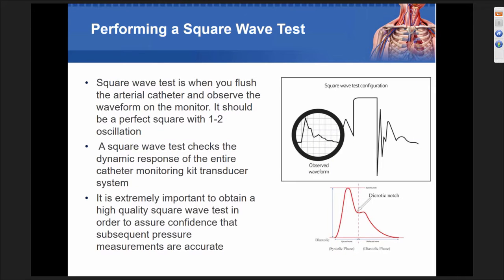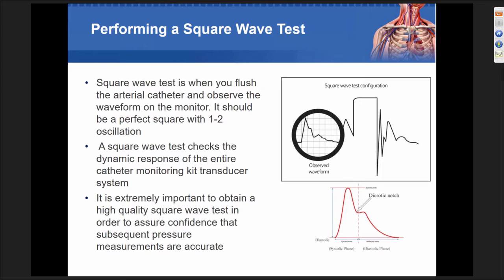When you think about the square wave and reading an arterial waveform, this is probably the most critical component to make sure that our blood pressure readings are accurate. A square wave is the one test you're going to do once a shift to make sure your catheter is accurate, and you're going to do it in a few different steps. A square wave is when you flush the arterial catheter by pulling on that little blue thing I showed you on the first couple of slides, and you observe the monitor.